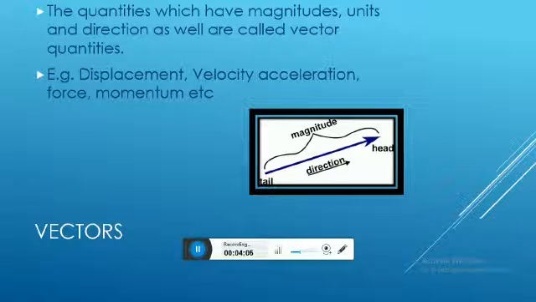Vector quantities are represented by an arrow. In the figure, one end of that arrow is called the tail, and the other end, where the object is moving, is called the head. The length of that vector is the magnitude of that physical quantity. Suppose we apply a 10 Newton force, so the magnitude of that quantity is 10. So this length represents the magnitude of that specific quantity, and the direction of the arrow shows the direction of that vector quantity.